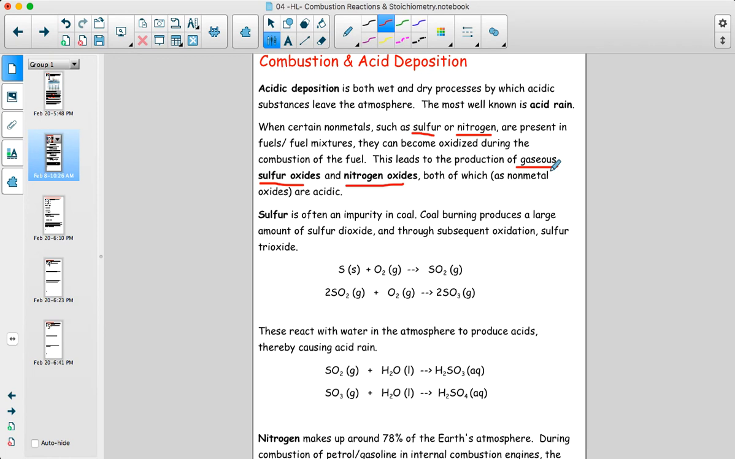And it takes a local problem and makes it spread. But they are also non-metal oxides, which, as we covered previously in the period 3 oxides, means they are acidic when they combine with water.